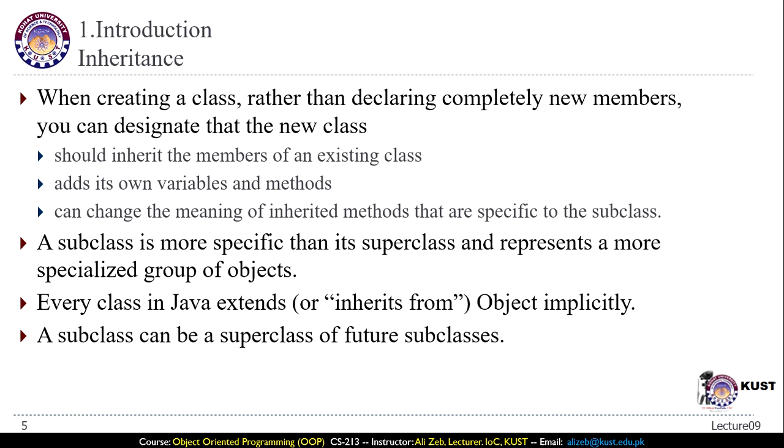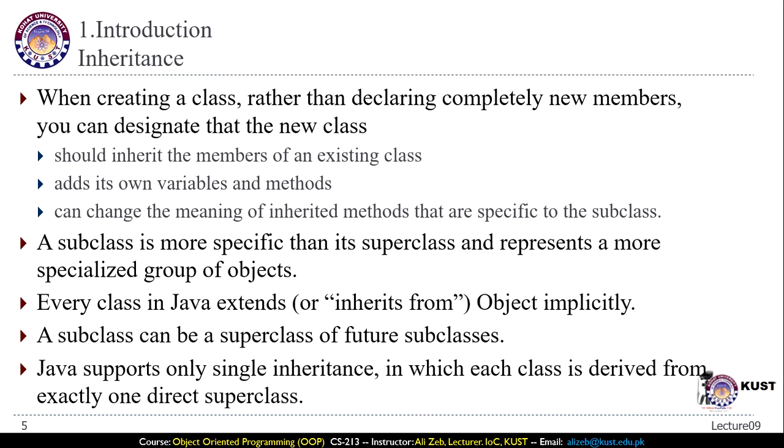And as should be understandable, a subclass can be a superclass of future subclasses. Say we have inherited an employee class from a person class, then we can have a special kind of employee that is inherited from the employee class. For example, we will look at an example in the book where a commission employee is inherited from the employee class, or a salaried employee is inherited from the employee class, or contractual employees can be inherited from the employee class, and these classes can go further down in the hierarchy.